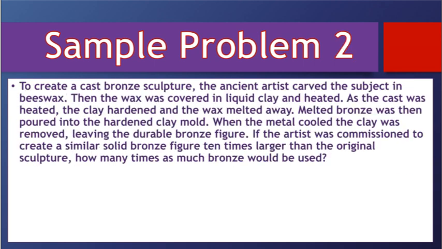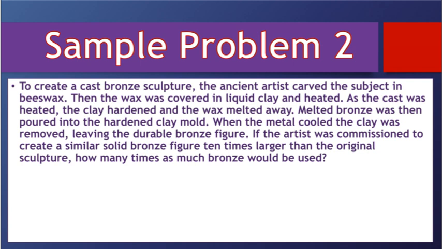Example 2. To create a cast bronze sculpture, the ancient artist carved the subject in beeswax. Then the wax was covered in liquid clay and heated. As the cast was heated, the clay hardened and the wax melted away. Melted bronze was then poured into the hardened clay mold. When the metal cooled, the clay was removed, leaving the durable bronze figure. If the artist was commissioned to create a similar solid bronze figure 10 times larger than the original sculpture, how many times as much bronze would be used?